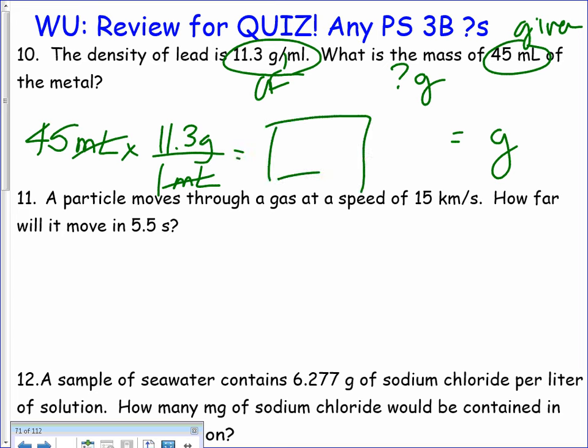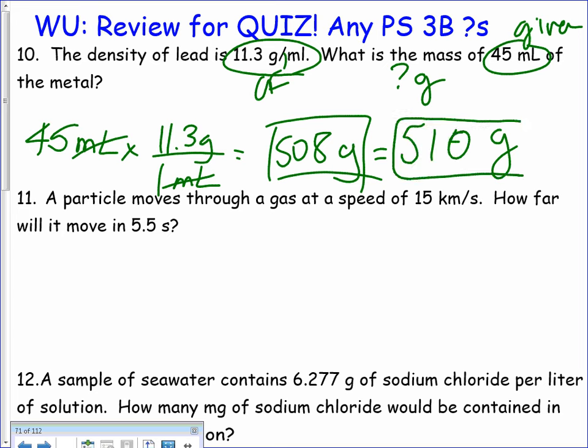You can use it for all kinds of stuff. This is a number that is written someplace. You guys tell me again. 508.9. Thank you. You're faster than I am. 508. Sweet, sig figs. Round me. 510 grams. Not bad, right? All right. Now I can do the hard one.